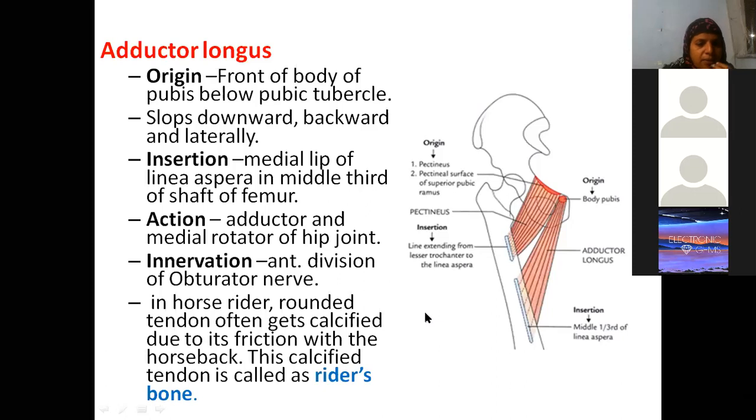Actually this muscle is used more in horse riders, because adduction and medial rotation of the hip joint are more during horse riding. So that's the reason in horse riders the insertion tendon region gets calcified. This calcified tendon is called rider's bone. In some cadavers we find that calcified tendon in this place.